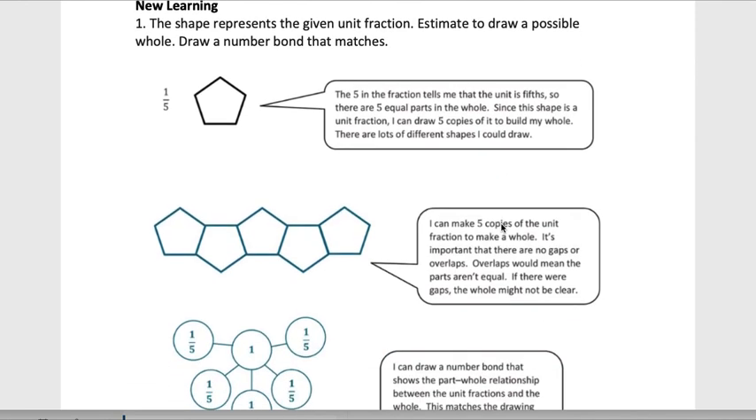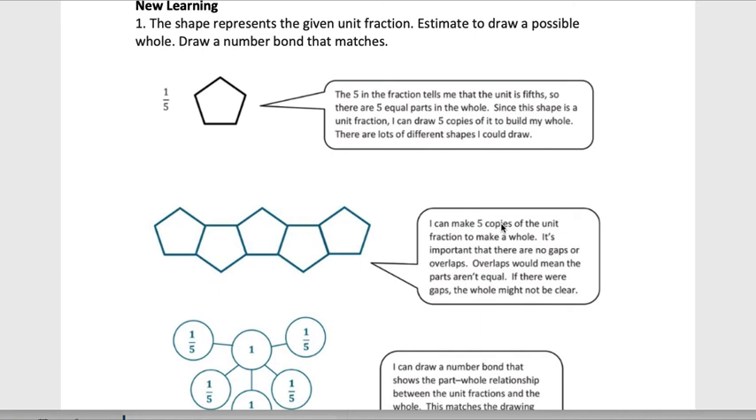Now, what you guys are going to be doing here is drawing some shapes. It's asking you that the shape represents the given unit fraction. Estimate to draw a possible whole. Draw a number bond that matches. So, 1/5. The 5 in the fraction tells me that the unit is fifths. So there are 5 equal parts in the whole.